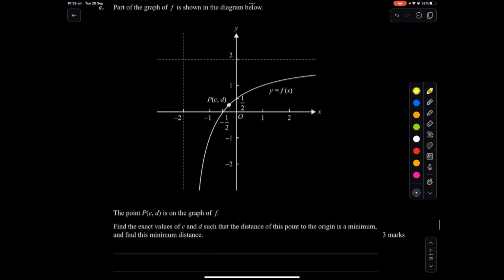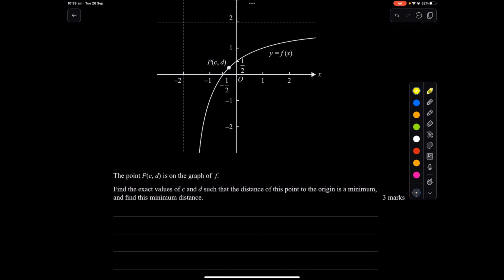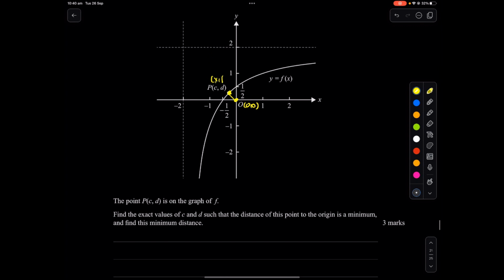Part of the graph of f is shown below. The point C and D is on the graph, yeah? Find the exact values of C and D such that the distance of the point to the origin is a minimum, and find this minimum distance. So we're saying this point over here to this point is a minimum. We know this coordinate is 0, 0, and this coordinate, let's call it x and f of x, because it'll make our calculations easier.